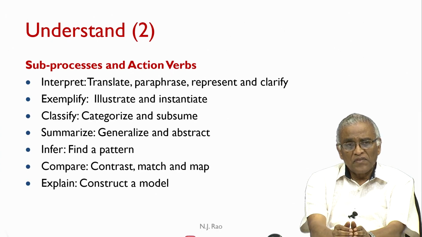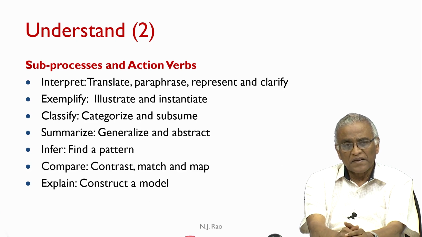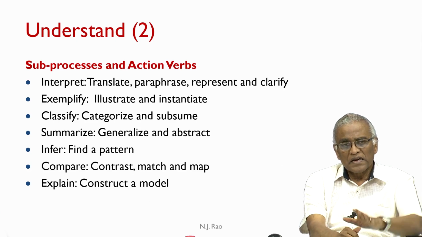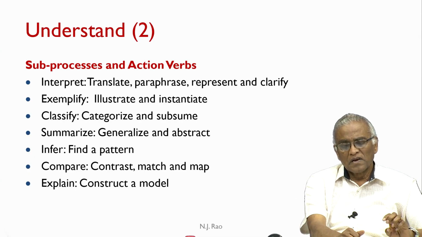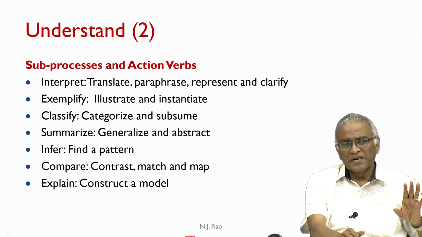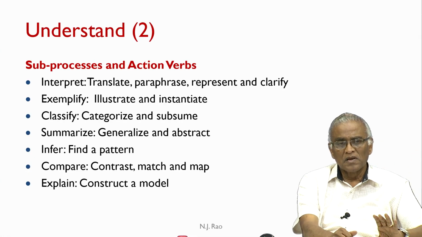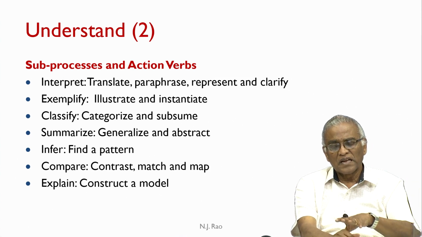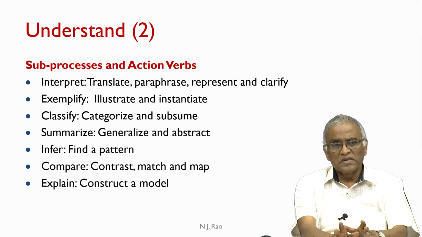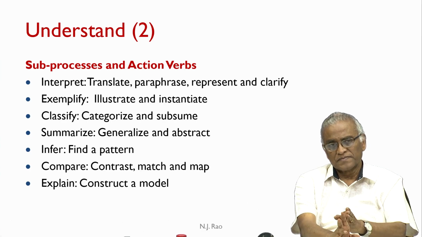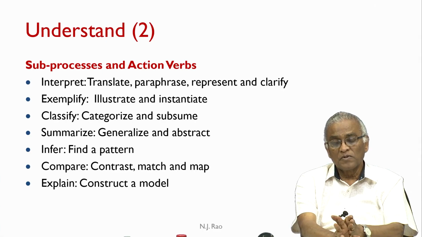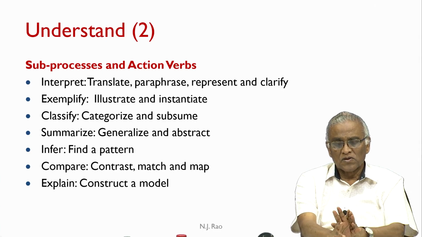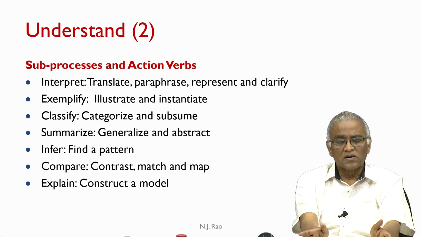Now there are 7 sub processes that are identified, because understand, as many people take it, is some internal change that is not observable. So understand is a word that is used as an umbrella word to represent these 7 sub processes. These are observable and measurable. So whenever you are saying understand, you are doing one of these 7 activities.